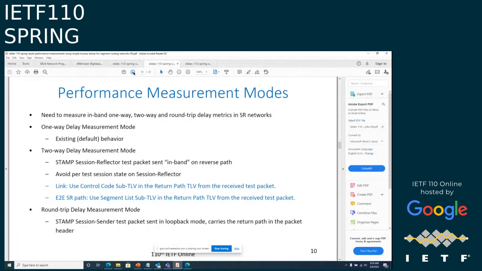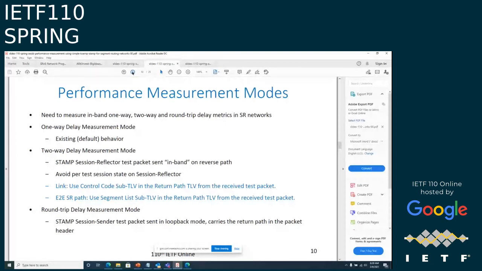So this is where some of the extensions in IPPM come into the picture. This is for the in-band measurements. For one-way delay measurement, it is the existing STAMP mode. In two-way, for links, there is a sub-TLV defined to send the in-band reply, and for end-to-end SR paths, the segmentless sub-TLV is defined for the in-band return path. And for the round-trip measurement, the packet carries both the forward and reverse direction path in the header itself.